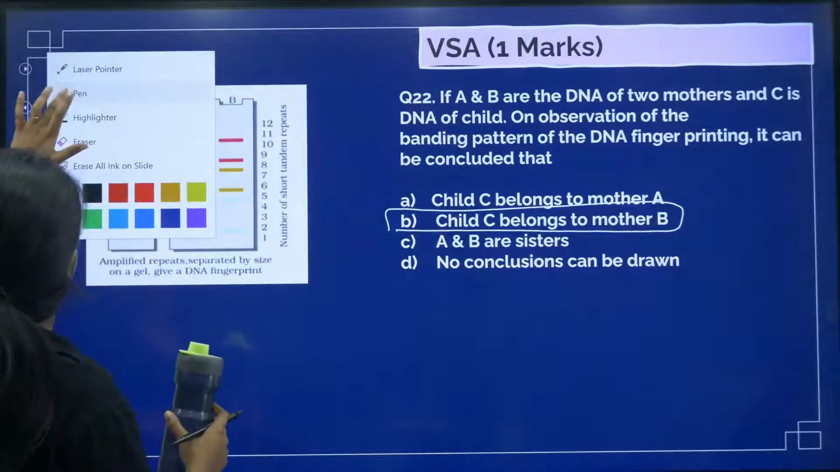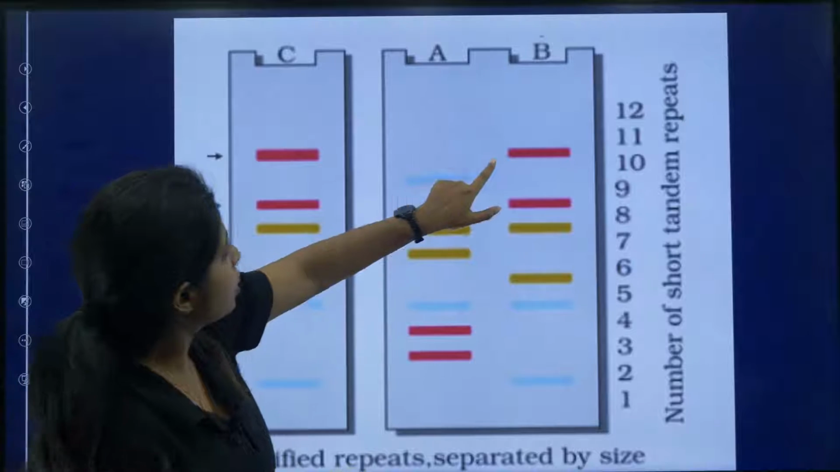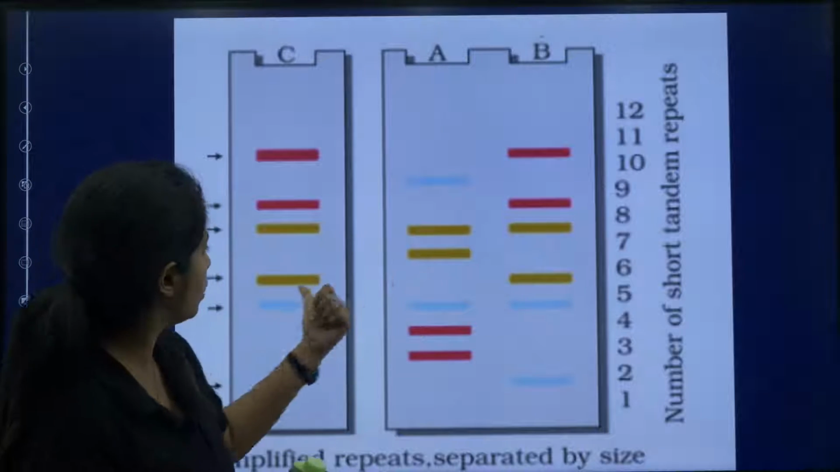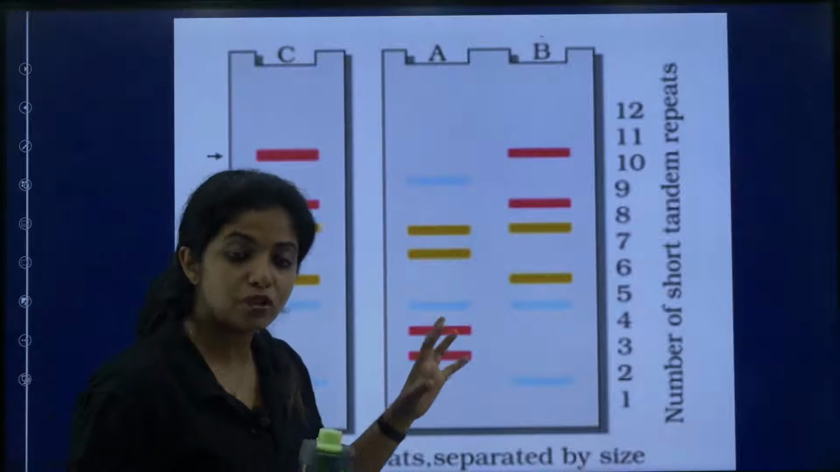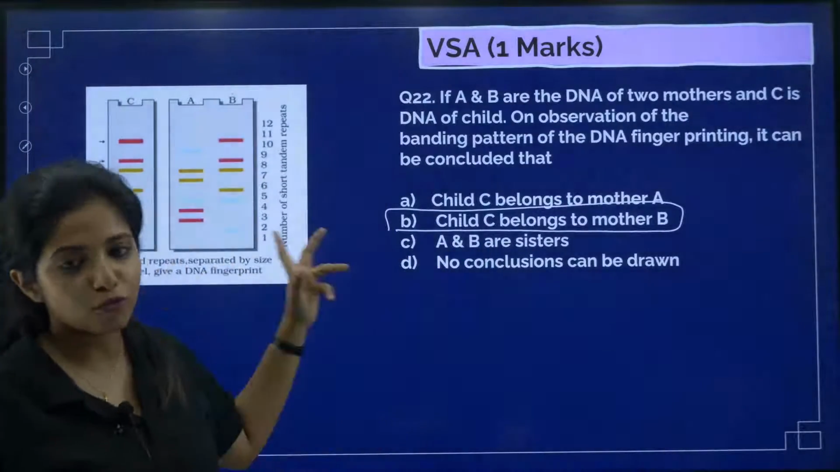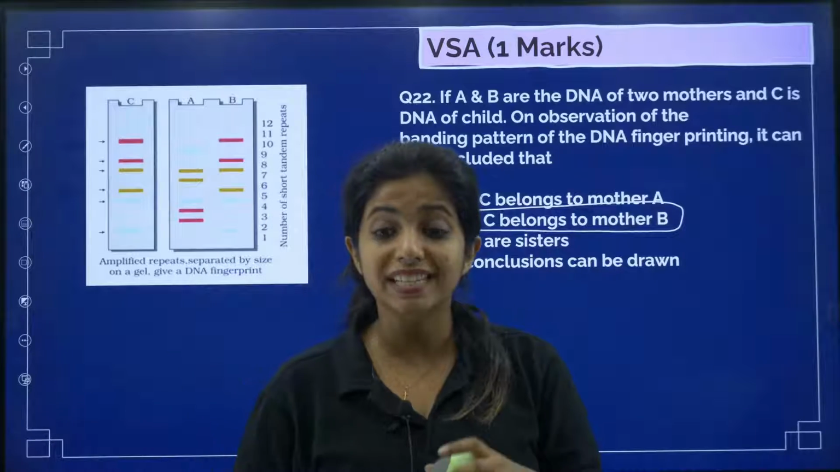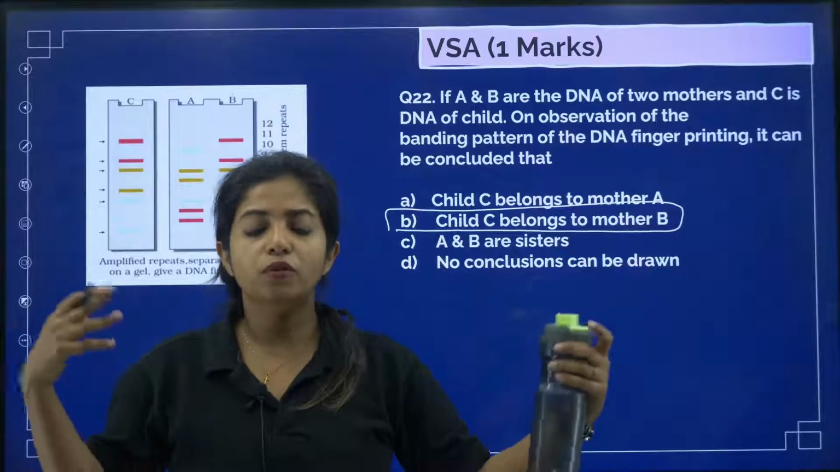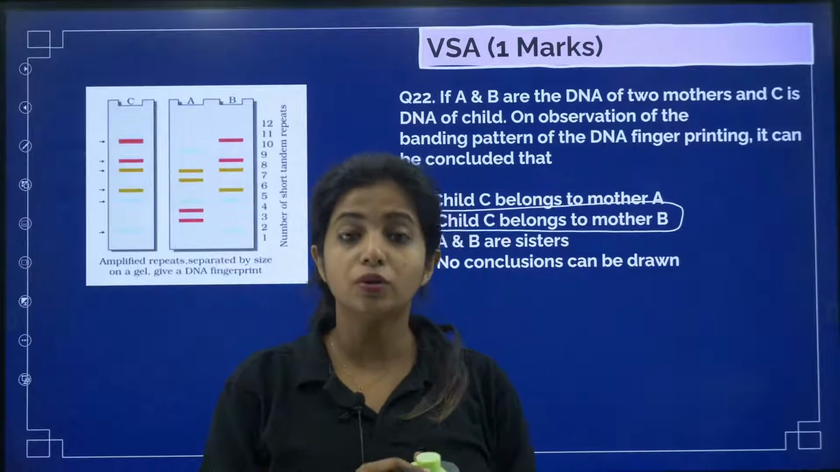Over here, see the pattern really carefully, okay? Zoomed in enough. So you see a red band over here, red band over here, red band over here, yellow, yellow, yellow, yellow, blue, blue, blue, blue. Everything is kind of the same. Even though some changes might be there, but it's not shown up here, it's almost the same. So child C is actually belonging to mother B, and this DNA fingerprinting method is used when there is a paternal or maternal issue. You do not know who is the parent of the child. That's when this particular thing is greatly used, and also during criminal cases.